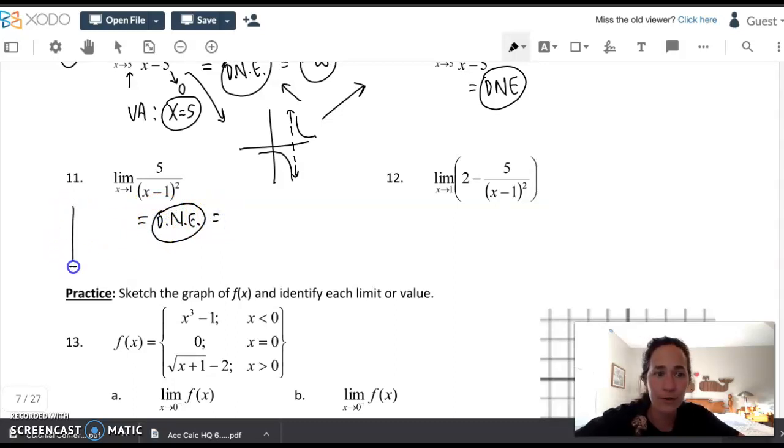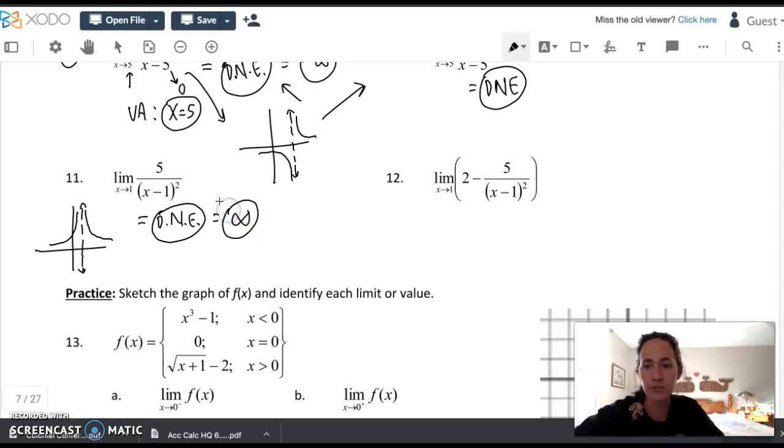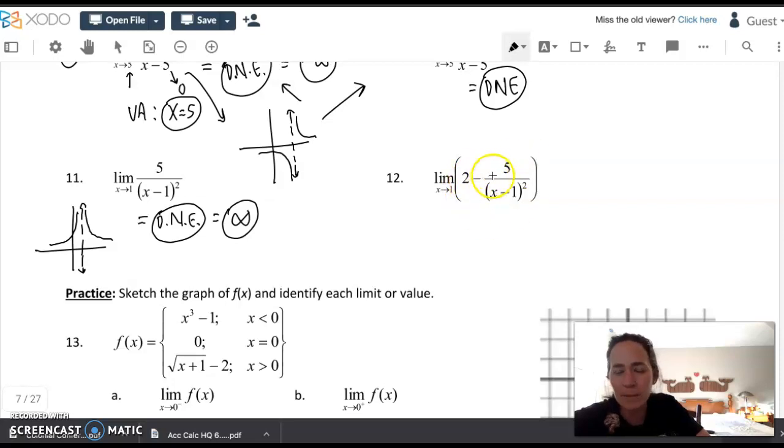Is there a more descriptive answer? As you're around the asymptote, you have a VA at x equals 1. This graph has just a 5 up top and a denominator that's always positive. You're positive everywhere. So here's one where we can be more specific, right? The two sides are increasing forever around 1. So you could say positive infinity would be a descriptive way to answer that. And then the last one, for 12, I'll just split it up into 2 parts. It's the limit as x approaches 1 of the number 2.